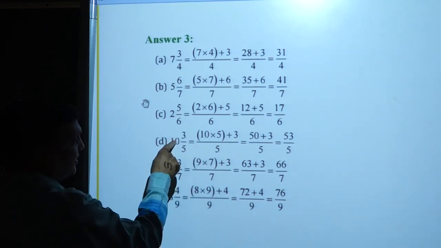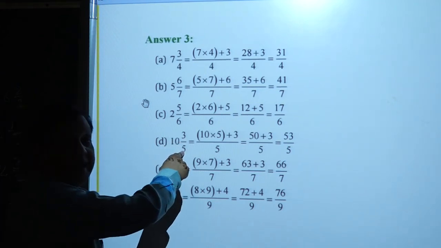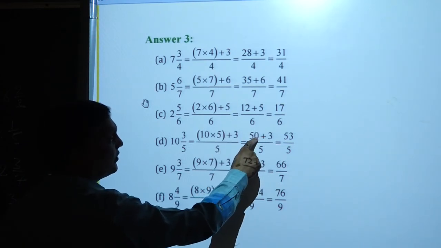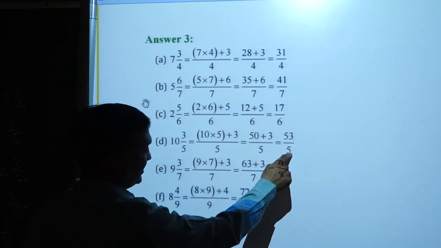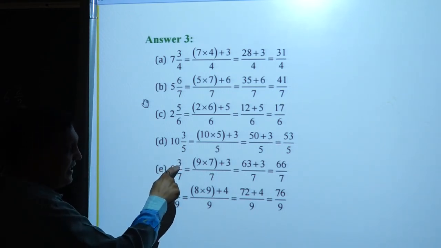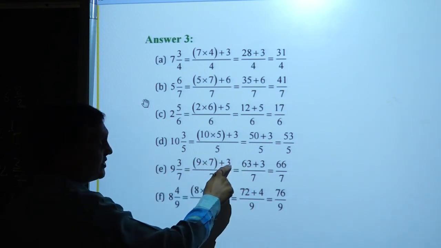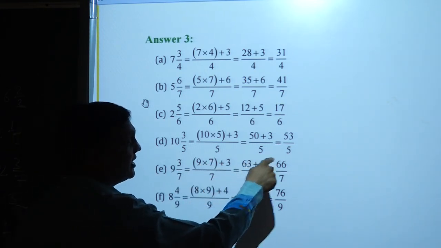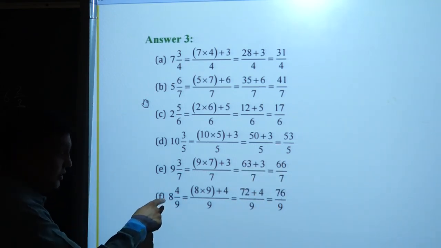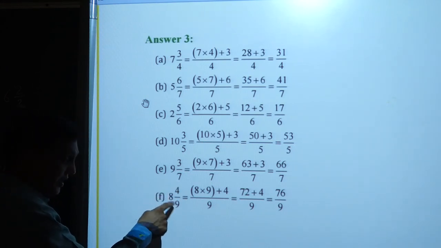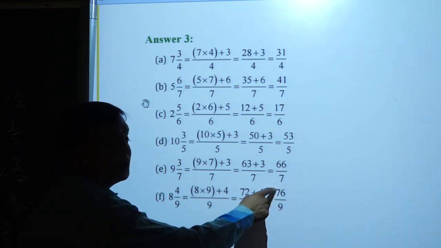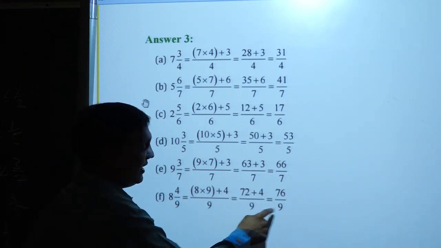Next question. 10, 3 upon 5. 10 multiplied by 5. Whole number multiplied by denominator plus numerator. 10 5s are 50 plus 3. 50 plus 3, 53, and 5 as it is. Now 9, 3 upon 7. 9 multiplied by 7 plus 3. 9 7s are 63. Plus 3. 63 plus 3, 66. 7 as it is. So 66 upon 7. Now the last question. 8, 4 upon 9. 8 multiplied by 9 plus 4. 8 9s are 72 plus 4. 72 plus 4 is equal to 76. 76 upon 9 as it is.